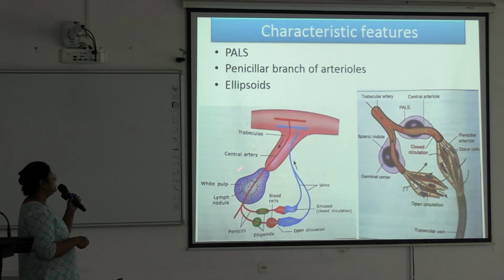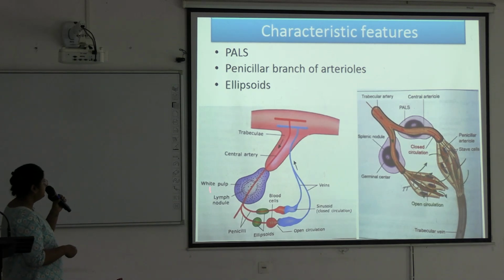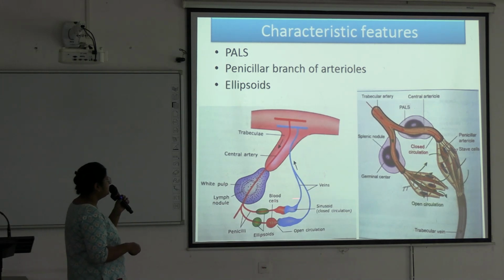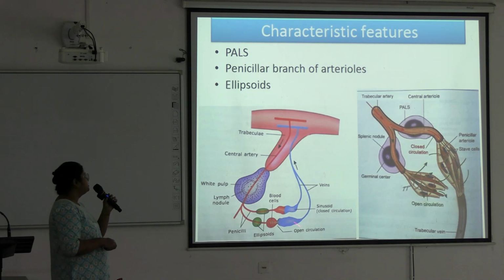Around the central artery, white pulp formation occurs, the periarteriolar lymphatic sheaths, and after the formation of white pulp, it divides into branches, giving the penicillar branches. Penicillar branches in this part are surrounded by ellipsoid. Some of them are going to drain directly into the sinusoids, and from there veins are forming. So this will be the closed circulation.